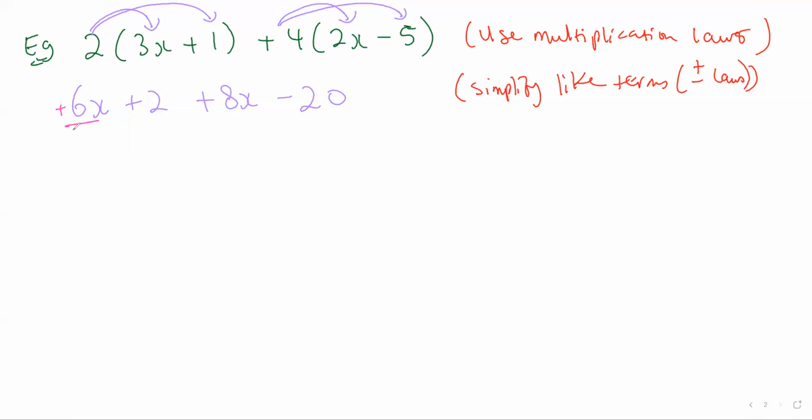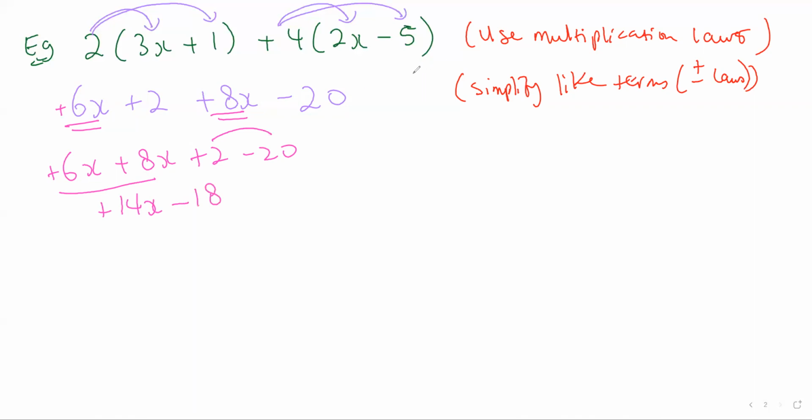So I see an x here and I see an x here. So I'm going to rearrange this one time. So you say this is plus 6x plus 8x, and then we have here plus 2 minus 20. So we can say this is the same signs law and I keep the same sign. So this is plus 14x. Here, different signs law, subtract and take the bigger sign, minus 18. And that is it, that is the answer.